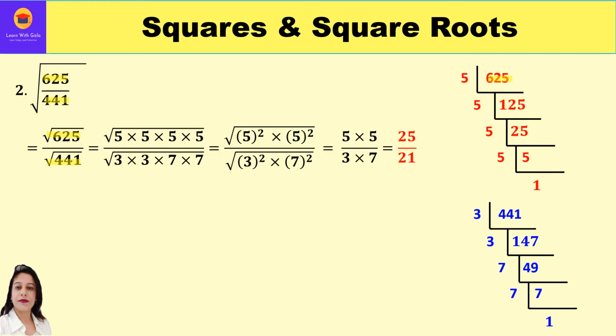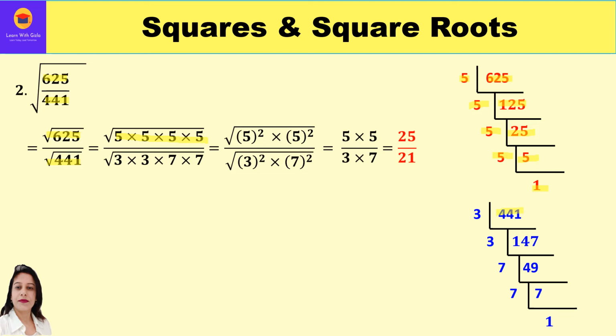So 625 can be divisible by 5. So we will divide by 5 and get 125. Further, again divide by 5, we will get 25. Then divide by 5, we will get 5. Then again divide by 5, we will get 1. So the factors which we have got are 5 into 5 into 5 into 5.